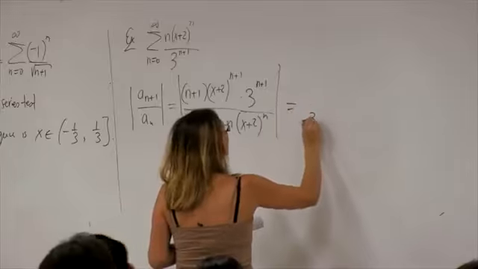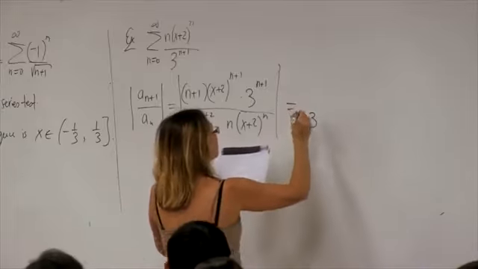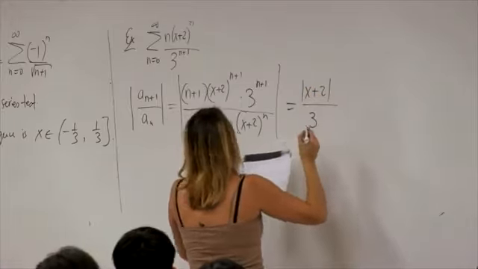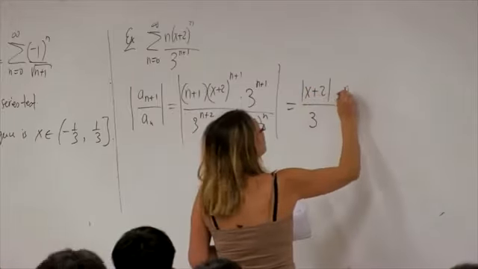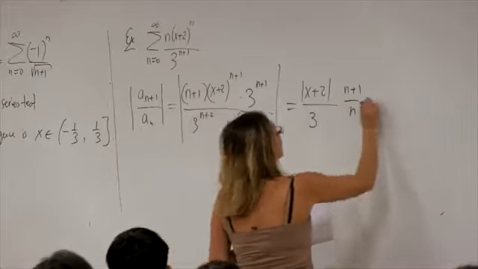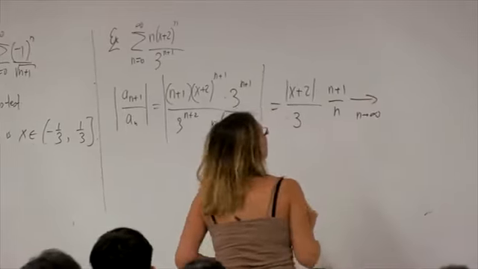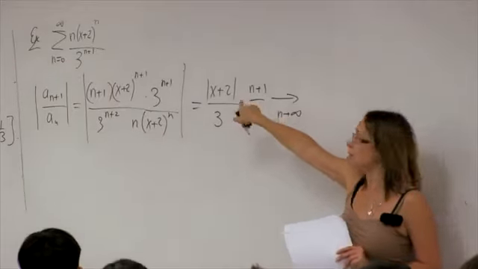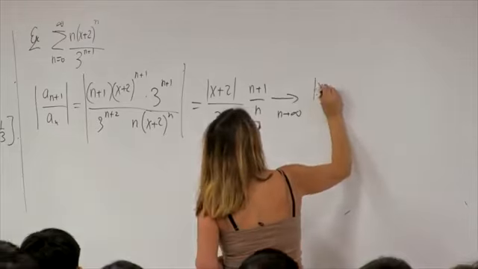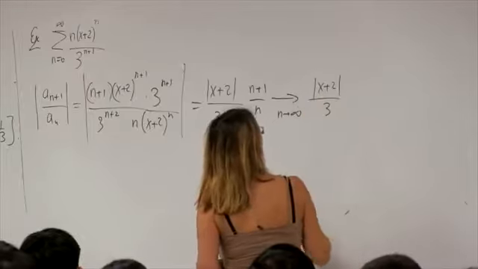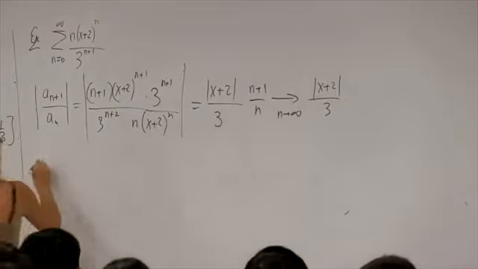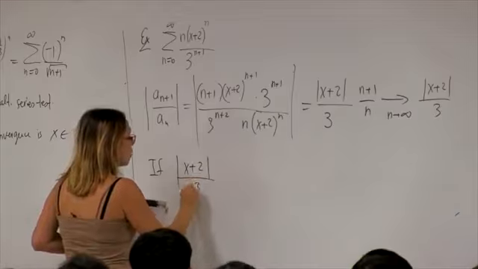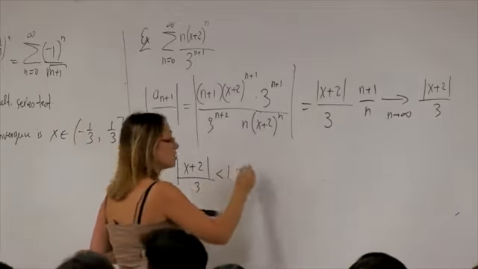We have 3 at the denominator, x plus 2 at the numerator, and n plus 1 over n. What's the limit of this as n goes to infinity? You can see that this combination of n's goes to 1. So we just have absolute value of x plus 2 over 3. If that is less than 1, the thing converges.